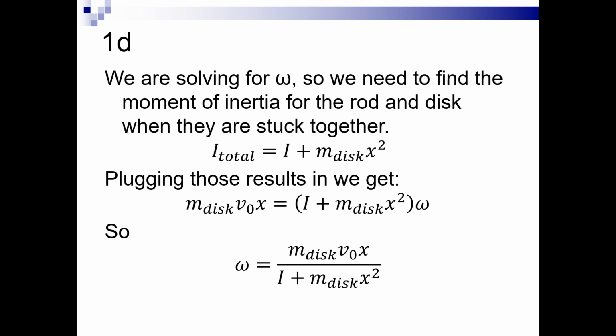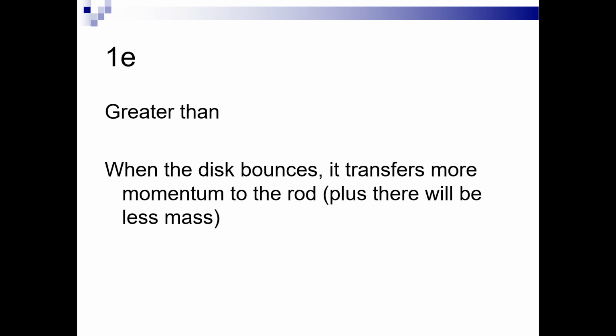All right, and then the last part, if it bounces off, hopefully you remember we've been doing this a little bit, is when you have it bouncing off, not only do you get the transfer of the moment of inertia to stop it, you get an additional transfer of momentum when it bounces back, so it's going to make it go faster at that point.